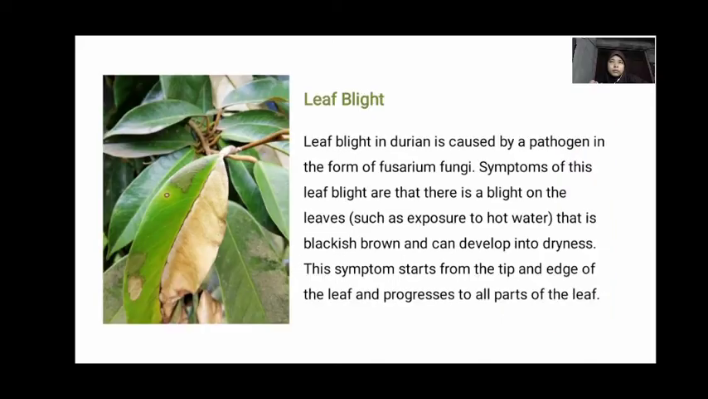Next, leaf blight. Leaf blight in durian is caused by a pathogen in the form of Fusarium fungi. Symptoms of this leaf blight are blackish brown blight on the leaves that can develop into dryness. The symptoms start from the tip and the edge of the leaf and progress to all parts of the leaf.